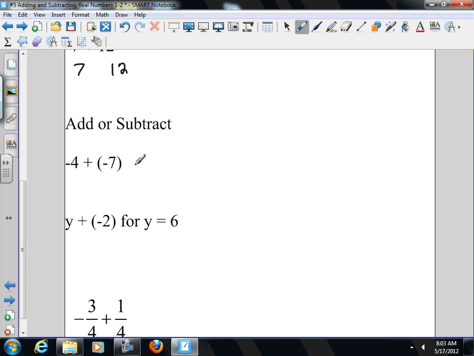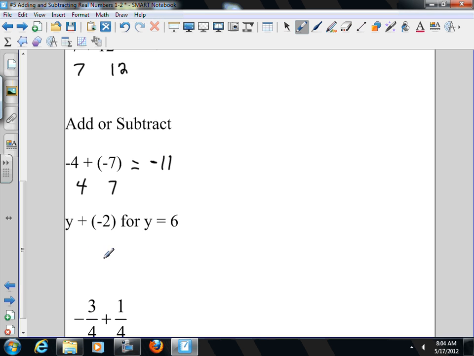All right, so add or subtract. Negative 4 plus negative 7. Both of the signs are negative, so we're going to just take the absolute value of each number, 4 and 7, add them to get 11, and attach that common sign.